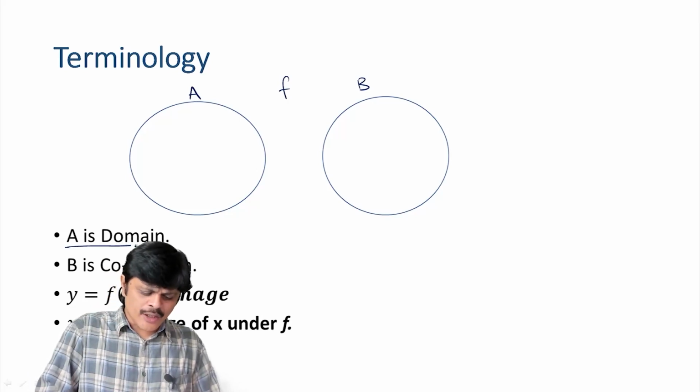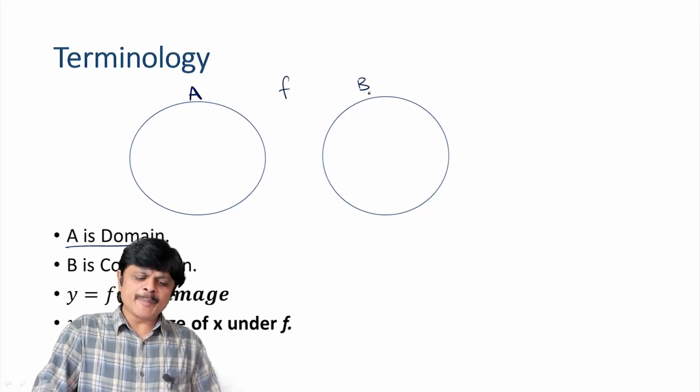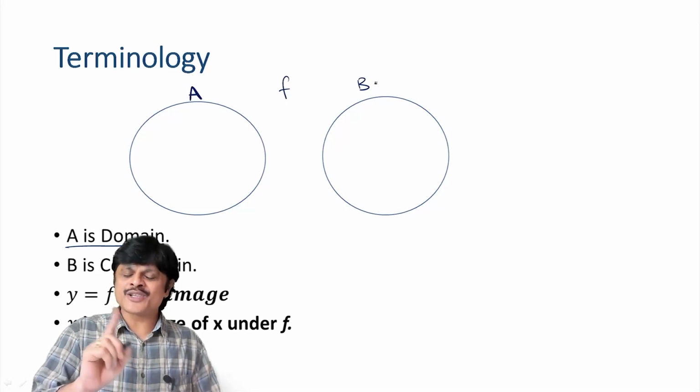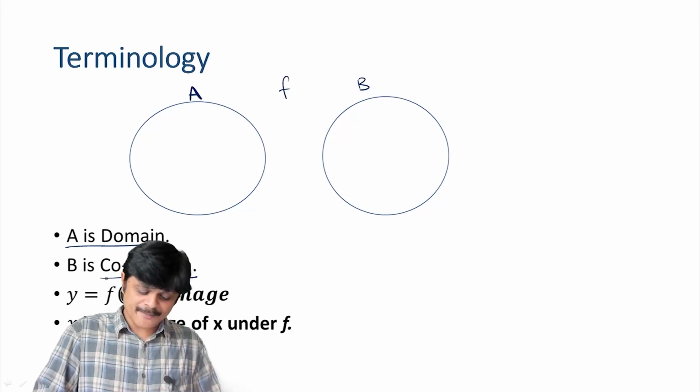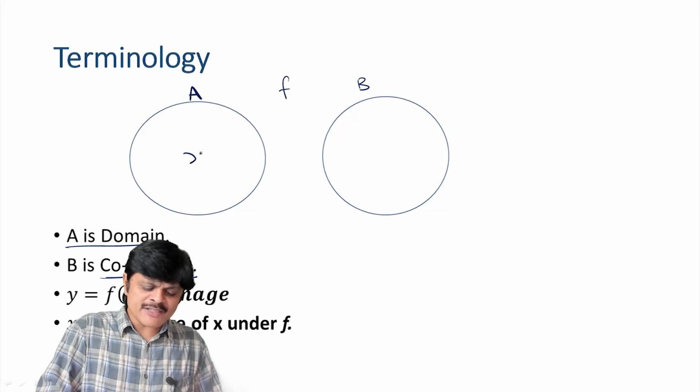Then this A is called domain. Set A is called what? Domain. And generally people feel B is range. No, B is not range, it is just codomain. B is codomain. Now look here, what actually will this function do?